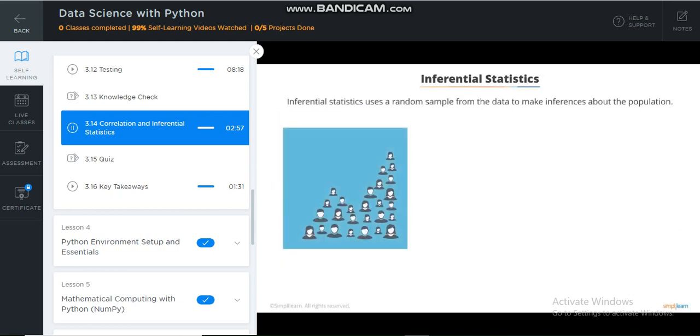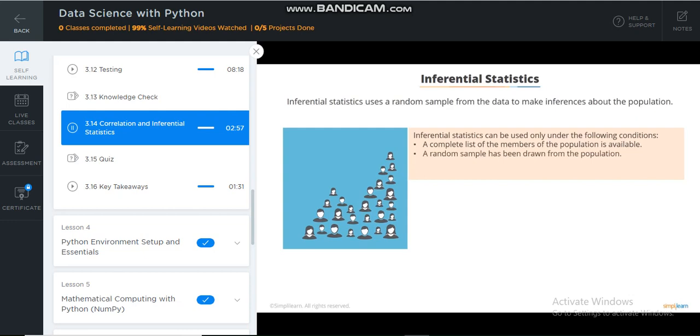We already know that inferential statistics uses a random sample from the data to make inferences about the population. This is a valuable method when each and every member of the population cannot be studied. Inferential statistics can be used only under the following conditions. You have a complete list of the members of the population. You draw a random sample from this population. Using a pre-established formula, you determine that your sample size is large enough.